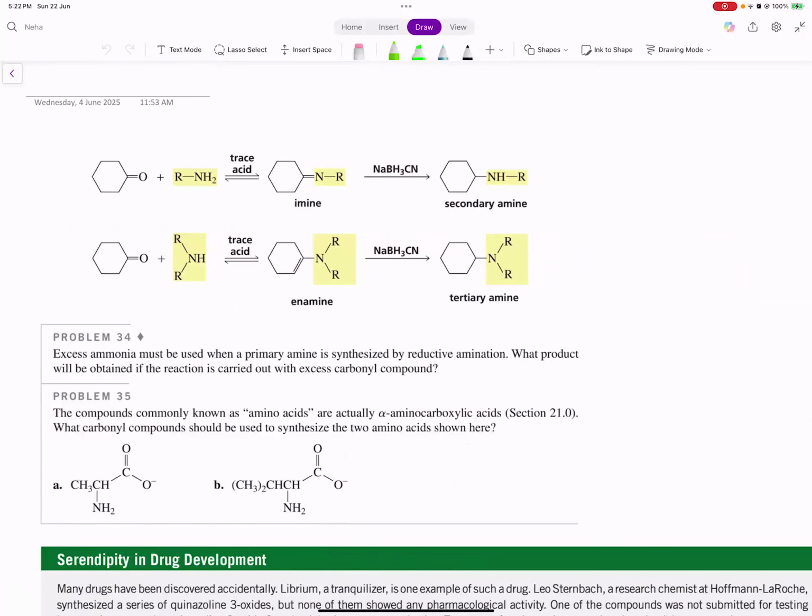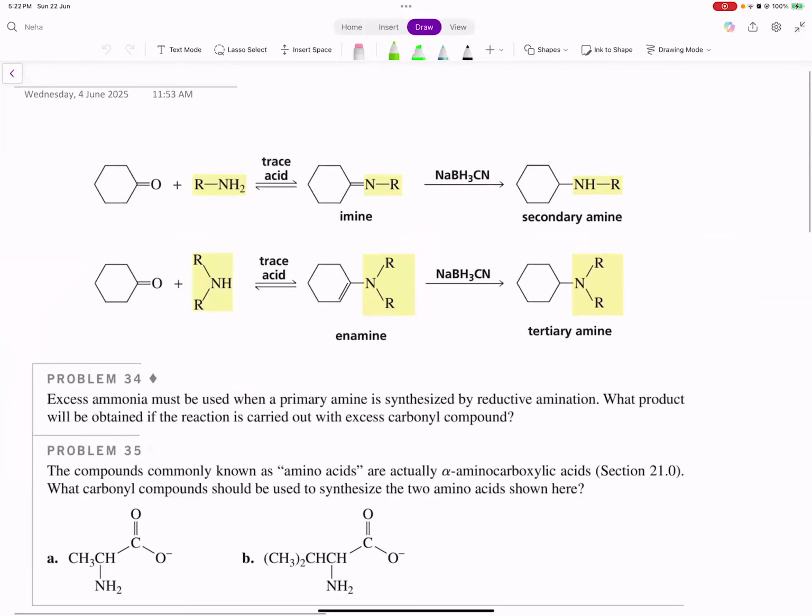See, the same thing is happening here. Imine is relatively stable. Right? This is clear, right? Just go through it. You will get it. The same thing we'll get, and then we'll reduce it.